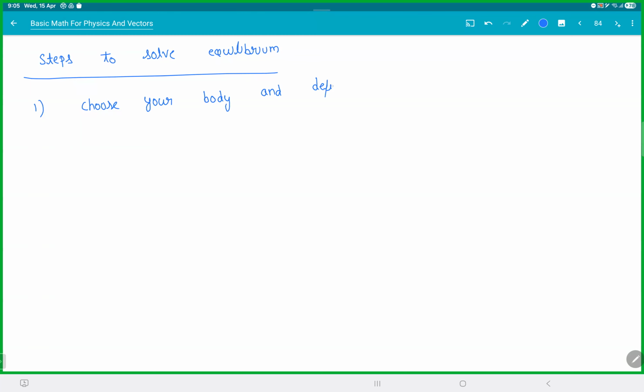See, you can choose your x and y axis however you want. You can choose your x and y axis like this. You can choose your x and y axis like this. Nothing wrong. It's all arbitrary. It is just your sense of direction. The only thing you have to be careful about is that both should be perpendicular. You can choose your x and y in any direction you want.